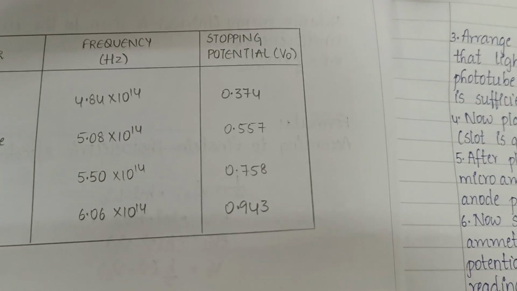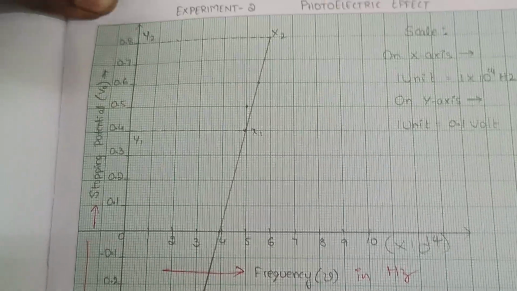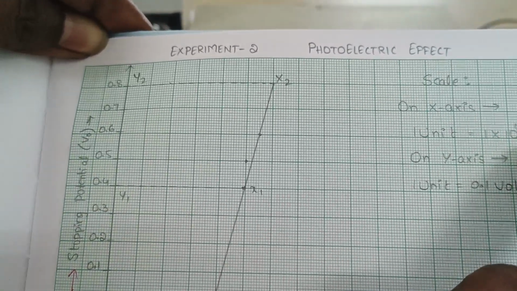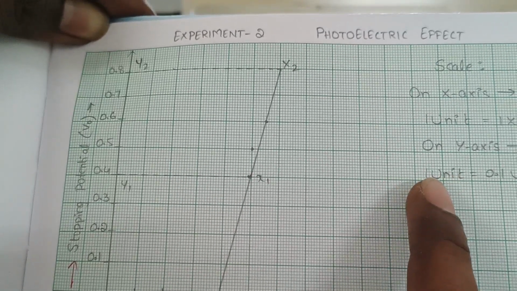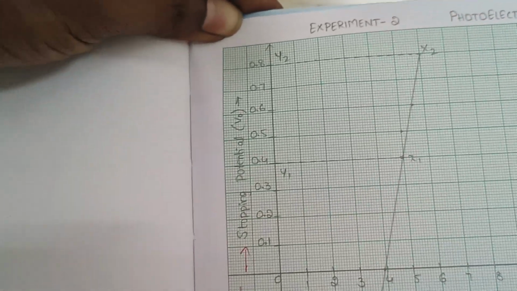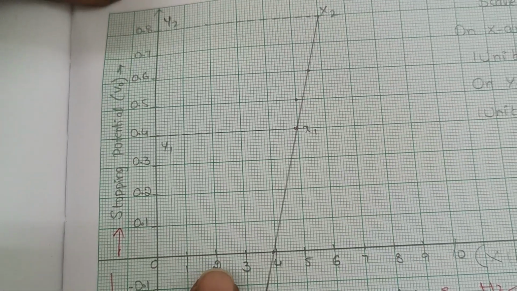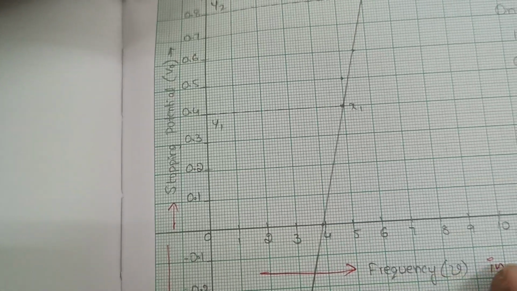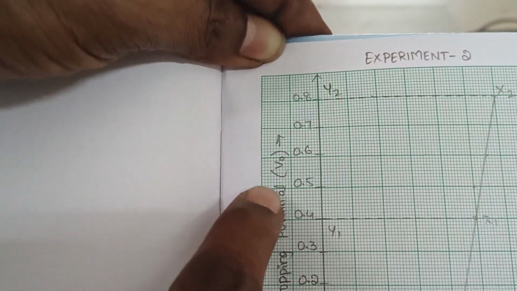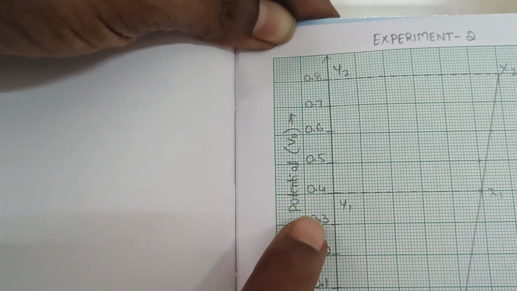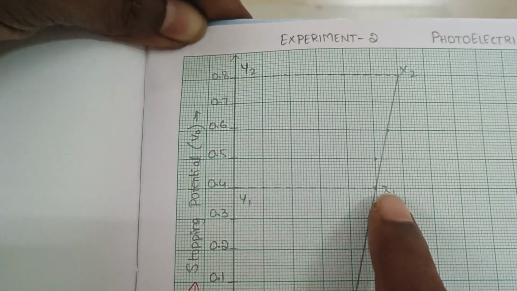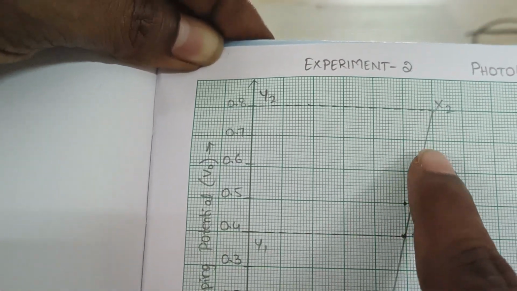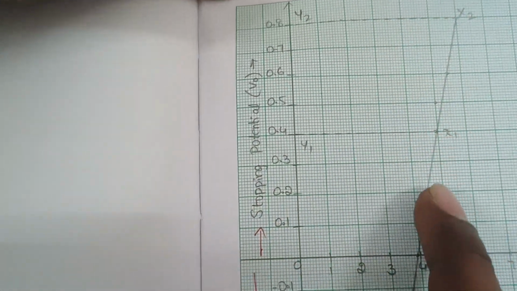Now I will show you how to draw the graph. Take frequency on the x-axis, 1 unit is equal to 1 into 10 to the power of 14 Hertz. On the y-axis, take stopping potential value, 1 unit is equal to 0.1 volts. Here you can see, on the x-axis, 1 into 10 to the power of 14 in Hertz, and stopping potential in volts I mentioned 0.1, 0.2, 0.3 and so on. For different frequencies we have different stopping potential values. First keep the points here on the graph and then draw the graph.